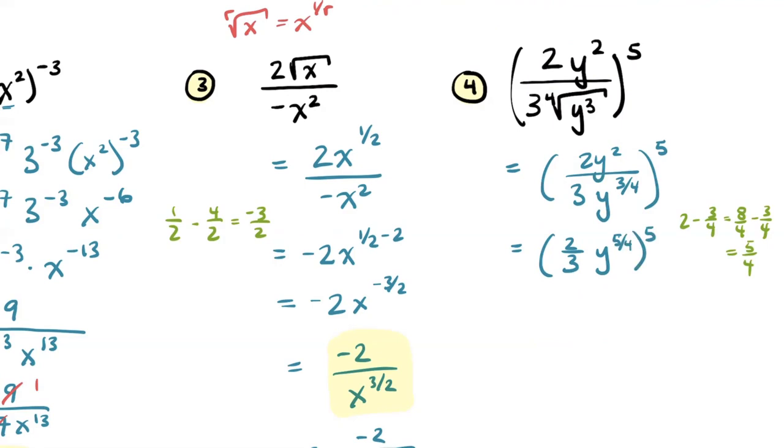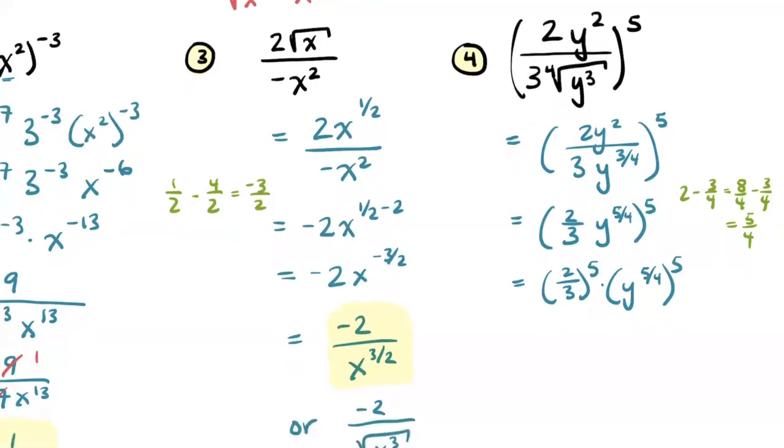Okay, so now what we have here is something 2/3. I know it's a fraction, don't let it freak you out. But we have a number times y to a power. So we have a product in here raised to the fifth. So we've got 2/3 to the fifth times y to the 5/4 to the fifth. We're just going to raise each part of the product to the fifth power. All right, then let's see, 2/3 to the fifth power. I could rewrite that as 2 to the fifth over 3 to the fifth.